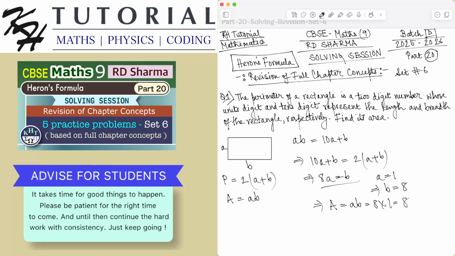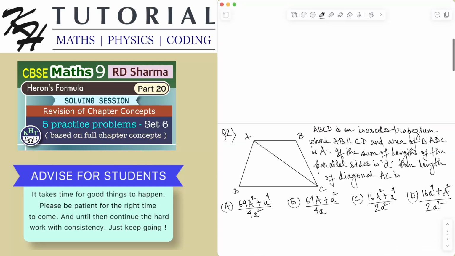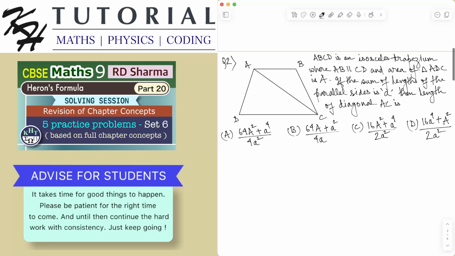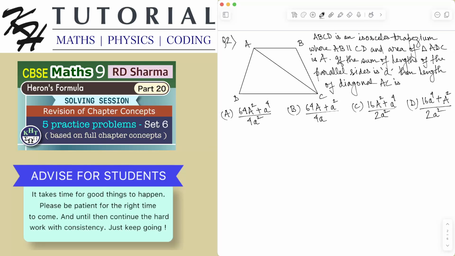Okay. Now let's solve problems of this set. ABCD is an isosceles trapezium where AB is parallel to CD. So AB and CD are the parallel sides, and the area of triangle ADC is capital A.